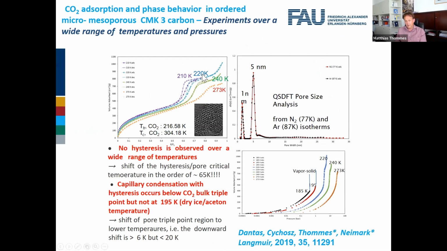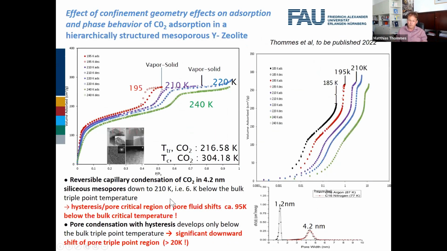And like we show here in the semi-log plots, when we further increase the pressure, then we would see a sublimation in the bulk phase. So the bulk would be solid, but in the pores, we still have a supercooled liquid. We find here a really huge shift of hysteresis critical temperature, really anomalous behavior, and also a shift of the triple point.